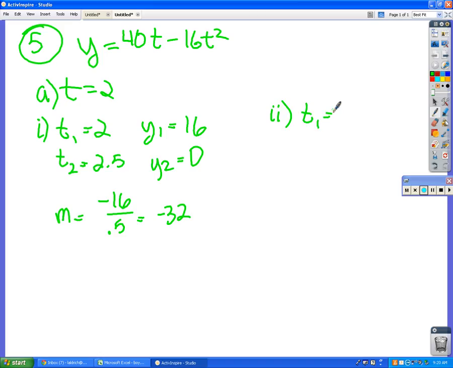So the next thing you would do is t1 is still 2, y1 is still 16. Now what do I plug in for my t2? 2.1, because they said a 0.1 second interval. So you plug that in, figure out what y2 is, figure out the slope, and you're good, right?